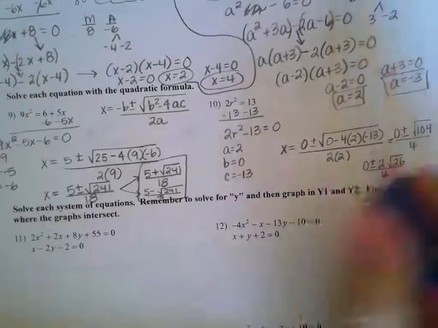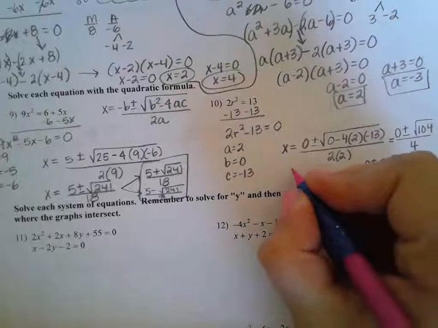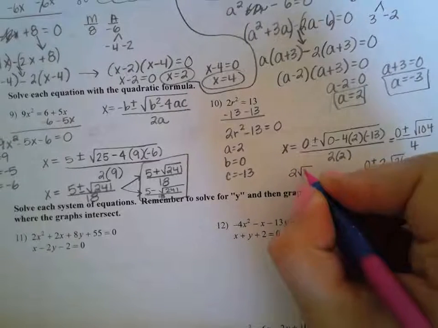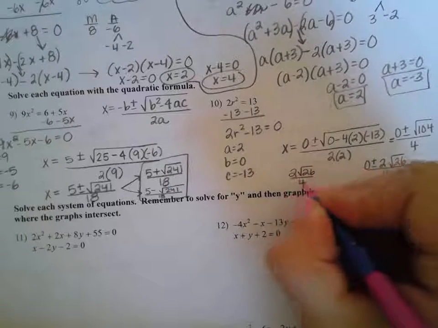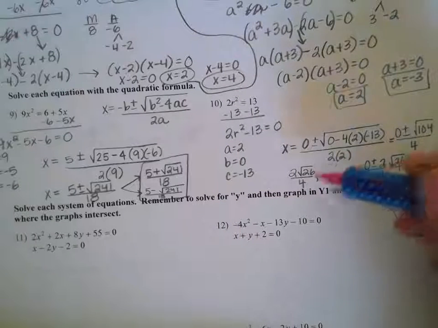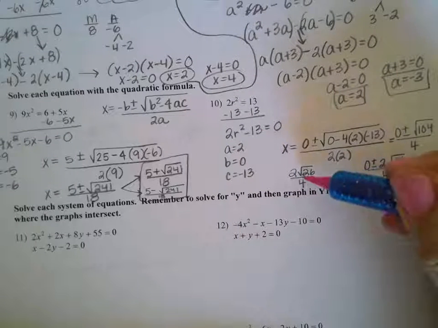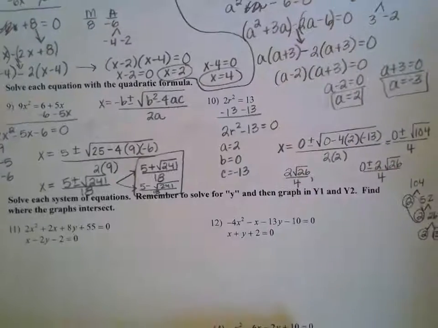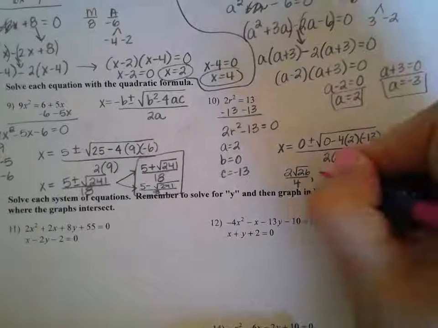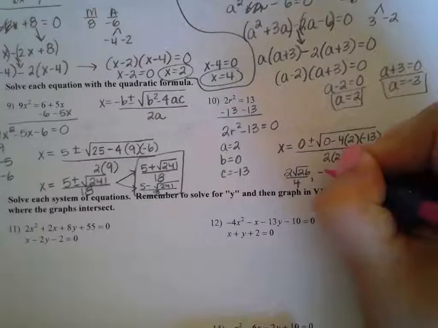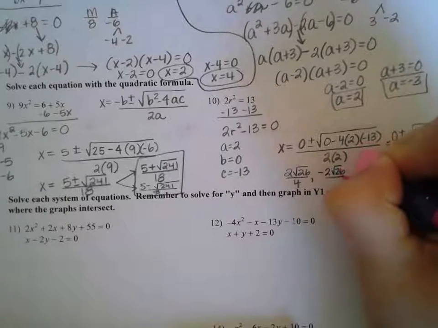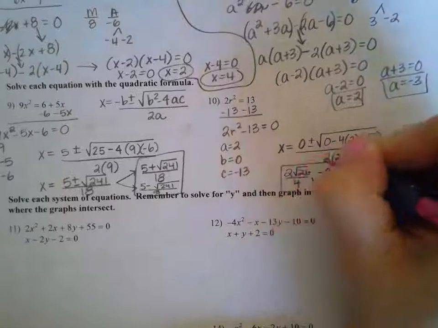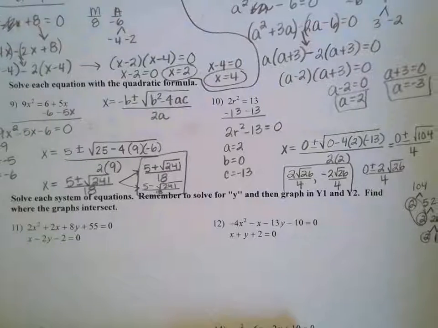So one answer will be 0 plus 2, so positive 2 root 26 over 4. And some of you are thinking, can we reduce that? Yeah, you totally can reduce this to 1/2 if you want to. And then the other answer will be 0 minus, so negative 2 root 26 all over 4. Okay, and there's your answer. Let me know if you have any questions.